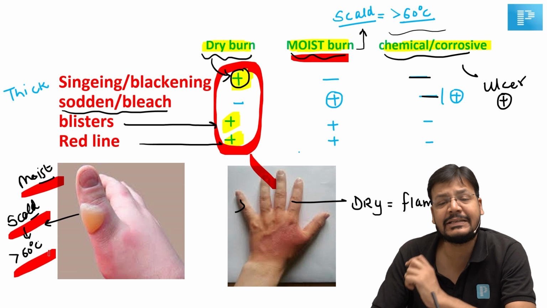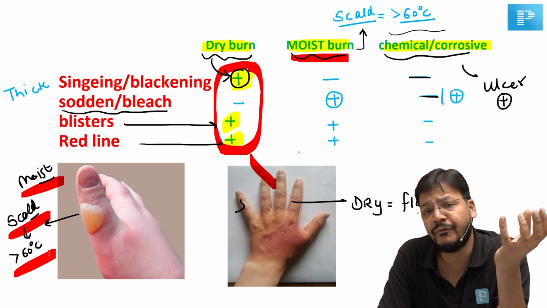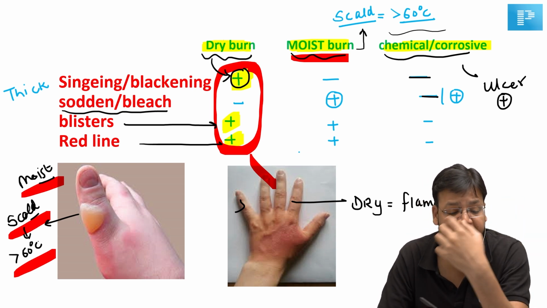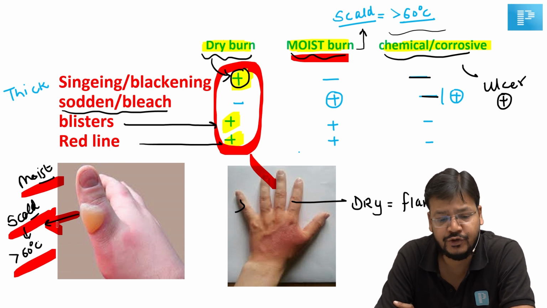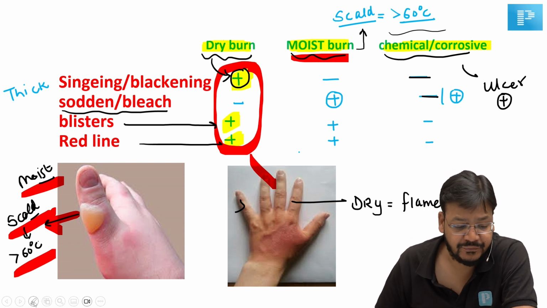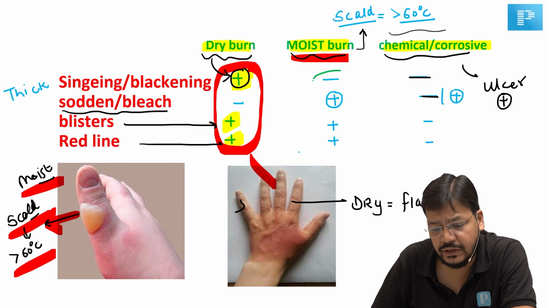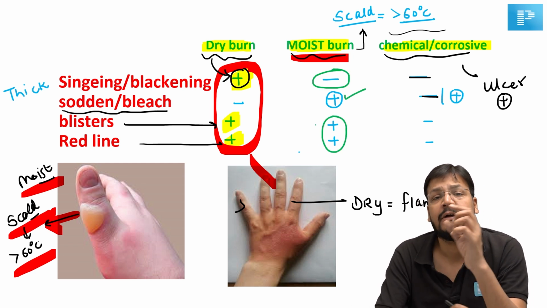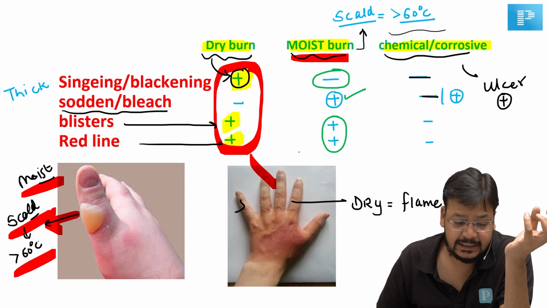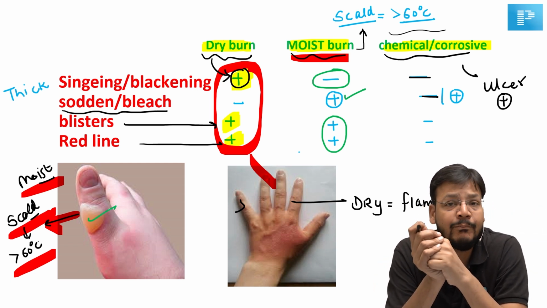When do we use the word scald? When the temperature of liquid or steam is more than 60 degrees. This is known as moist burn. Scald is a moist burn. Here, the features of scald are: no singeing and no blackening, sodening present, and blister plus red line present. This is scald. Scald is a moist burn.